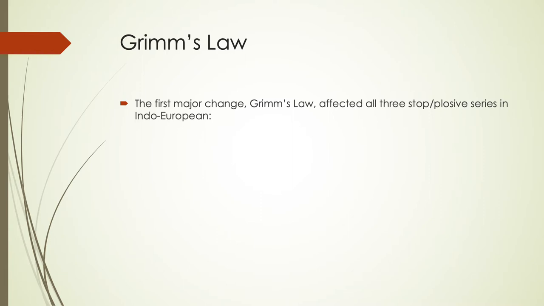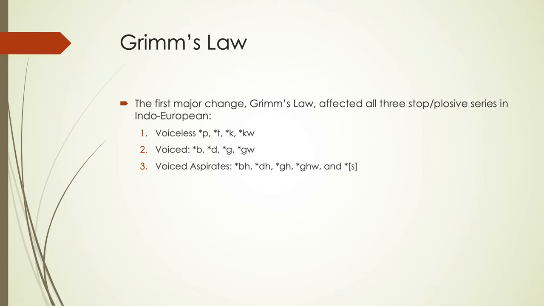So Grimm's Law is the first of these major consonant changes, and this affected all of the different stop and plosive series in the Indo-European language. So in Indo-European, you would have had voiceless plosives p, t, k, and qu. You would have had voiced plosives b, d, g, and gw. And then you would have had the voiced aspirates, which would have been bh, dh, gh, gwh, where you have the voice sound, but you have that aspiration happening as well. This is something that we no longer have in English and in other Germanic languages typically.